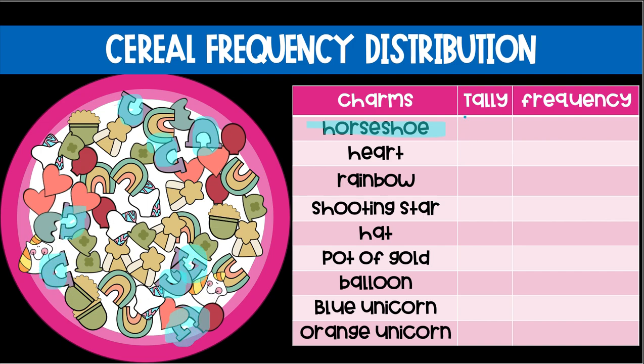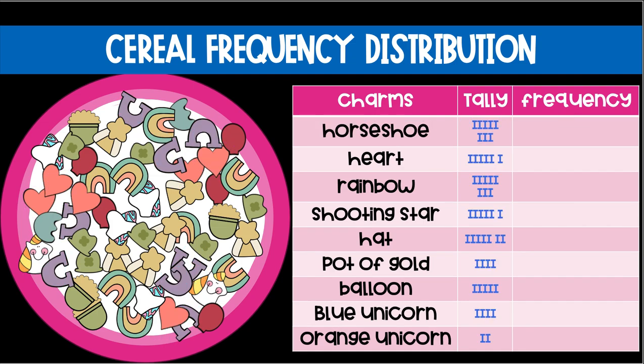And we can use tally to represent this. 1, 2, 3, 4. 1, 2, 3, that's 8. And the frequency will be in the number form, 8. And then you keep on going with the other charms. For the heart, we have 1, 2, 3, 4, 5, 6, I think. It doesn't matter. I'm not going to go one by one here. I'm going to show you just the final product.